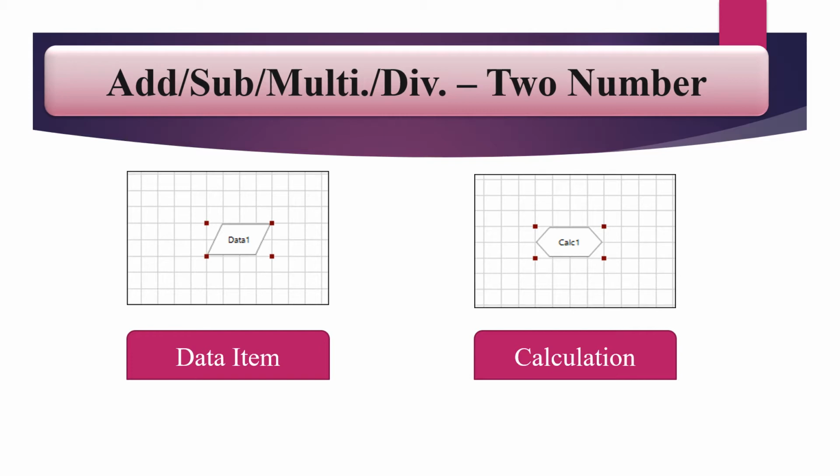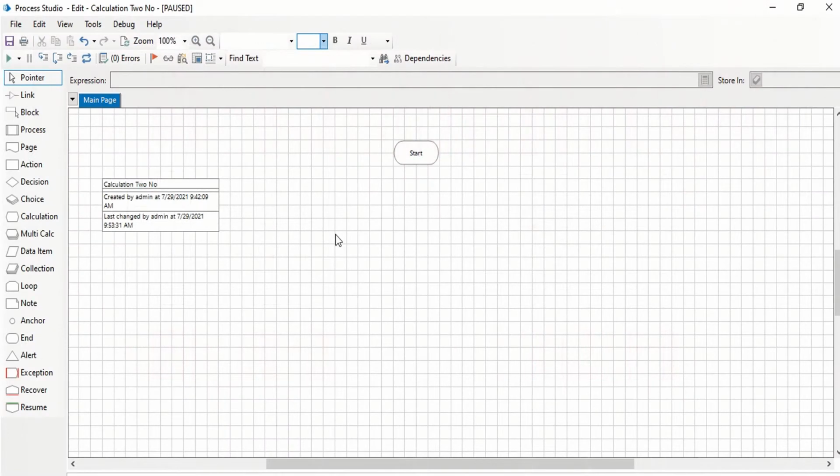And coming to the calculation stage, here we can calculate addition, subtraction, multiplication. So the calculation performs this activity itself. First of all, we will learn how we can add the two numbers here. For that we need to create two data items here.